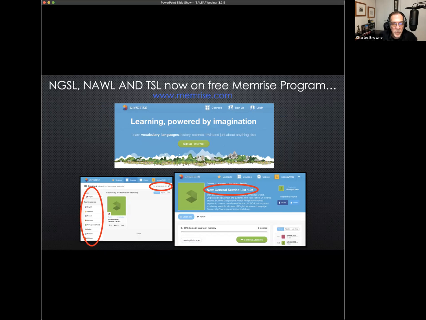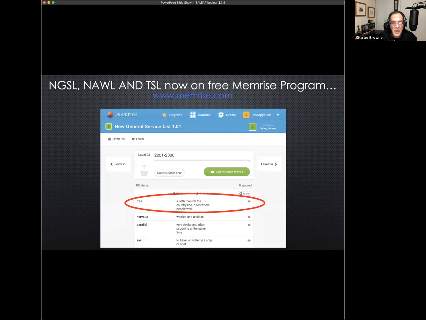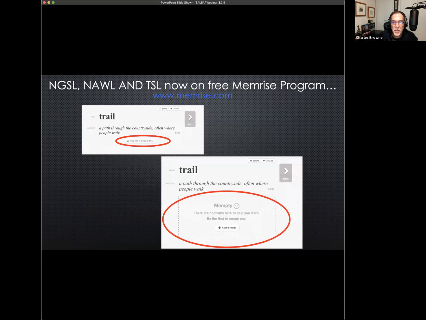So, for example, if we go to the NGSL stack, you can see, for example, at the 2200 word level, one of the words is the word trail. And the definition we have in Memrise is a path through the countryside, often where people walk. Now, if you click on that in Memrise, you get a flashcard with a word and a definition. But you also get a little box that says, help me to learn this, add a meme. And if you click on that box, you can personalize your flashcard.